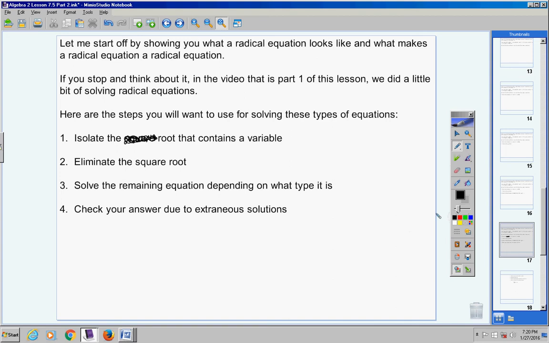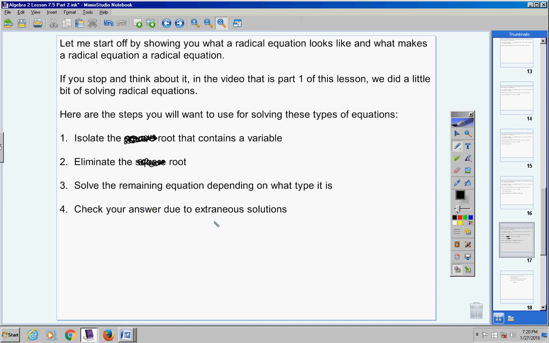Step 2, then get rid of or eliminate the root. Eliminate the root, and I will teach you how to do that today. Step 3, solve the remaining equation depending on what type it is. I'll explain that when we get to it. And then step 4, check your answer due to extraneous solutions.